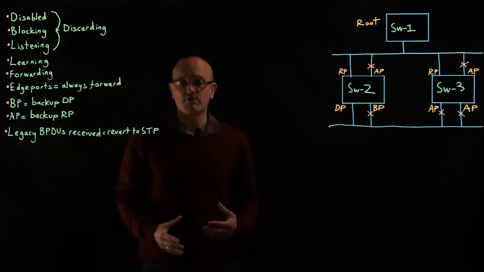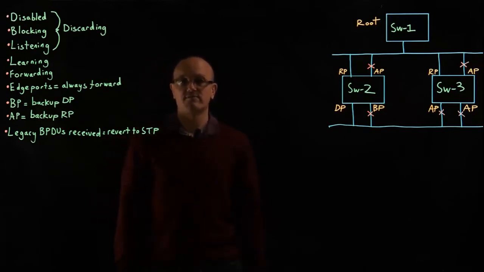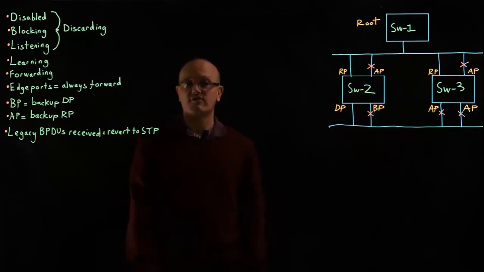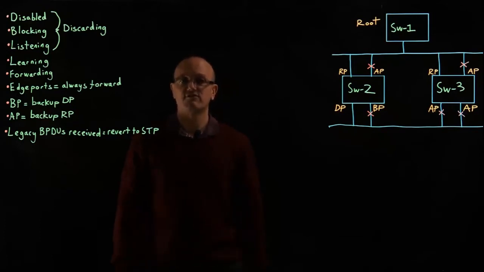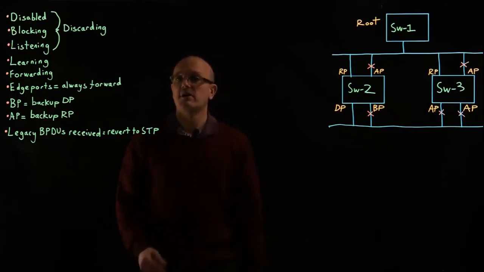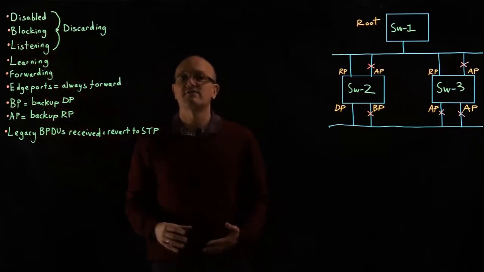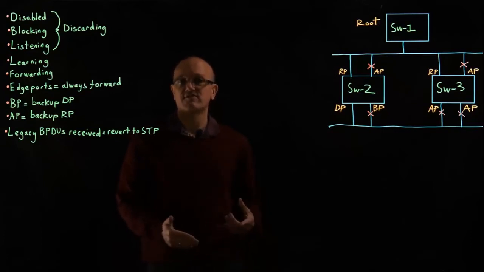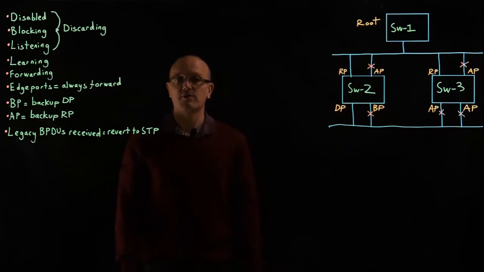So these will be ports that are interconnected to non-switching devices, so connecting immediately to PCs, to servers, for example. And edge ports will immediately transition to forwarding as they come up. They don't have to transition through this state machine before being allowed to send and receive traffic. So this allows edge devices to come up and become operational as soon as they are plugged into the network.